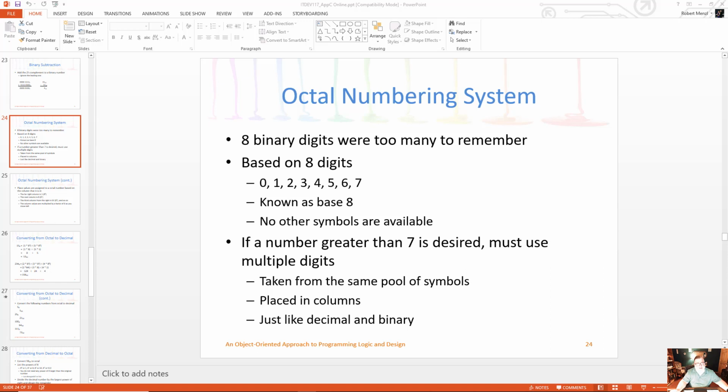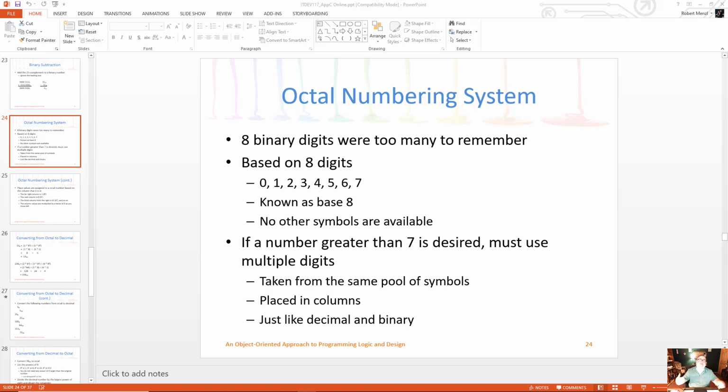One of my first jobs, when I worked for the government, I had to learn the binary system because I flipped switches and loaded numbers into a computer using the binary system. Each binary number represented a command or it represented data. What they found was that trying to remember 8 binary digits was too many, and sometimes there were 16 of them, 2 bytes. So 8 binary digits were too many to remember.